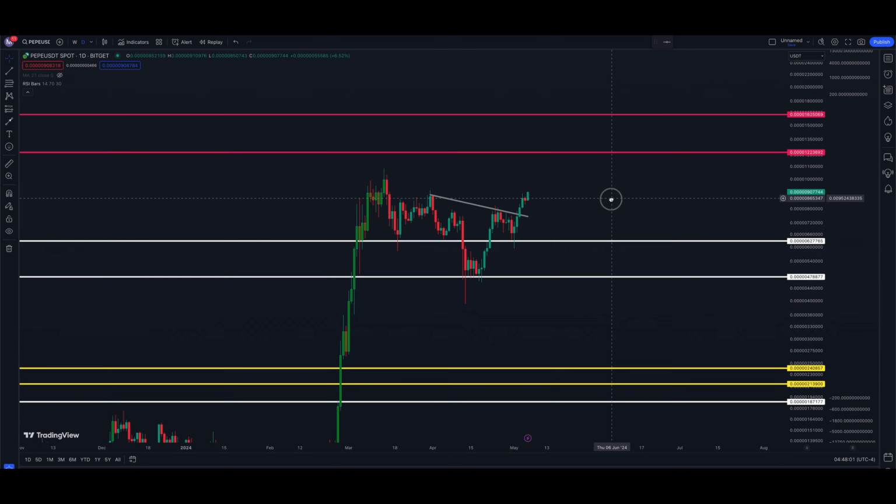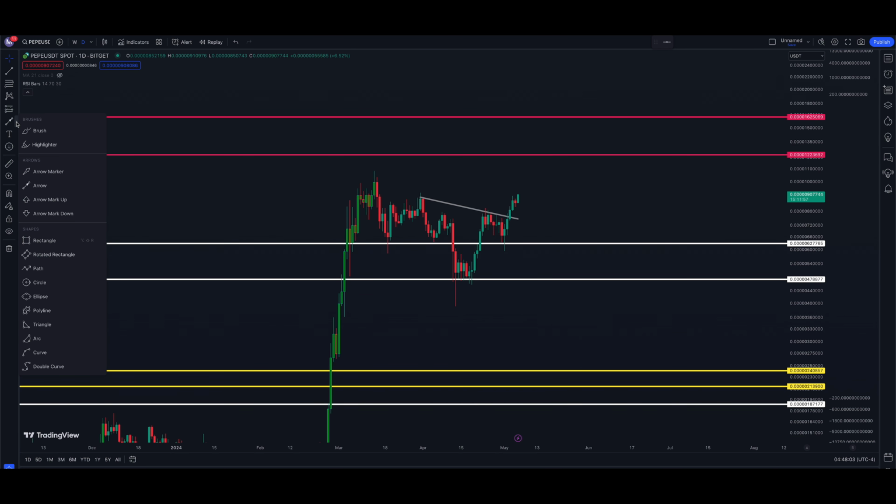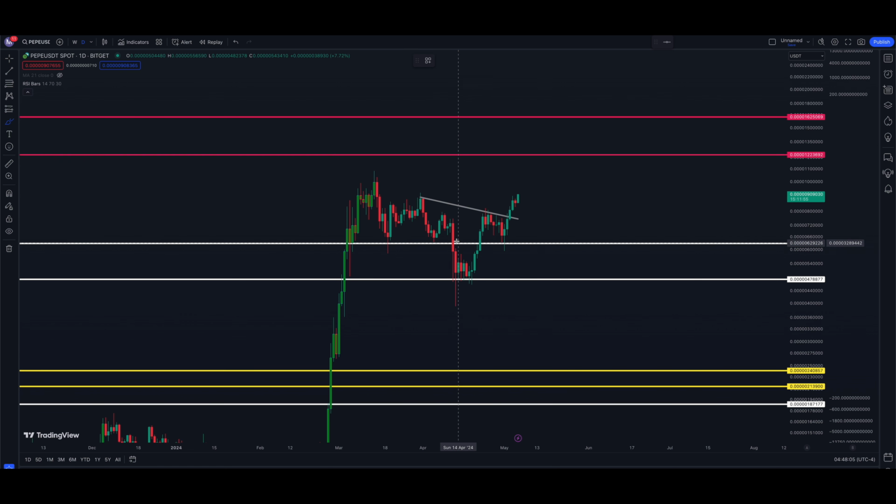Couple things here to talk about on Pepe. We have the lows in place. Lower high, higher low, higher high, higher low, higher high. This thing is now in a new uptrend, which means higher in price. We are no longer printing lower highs and lower lows. We are now printing higher lows and higher highs.